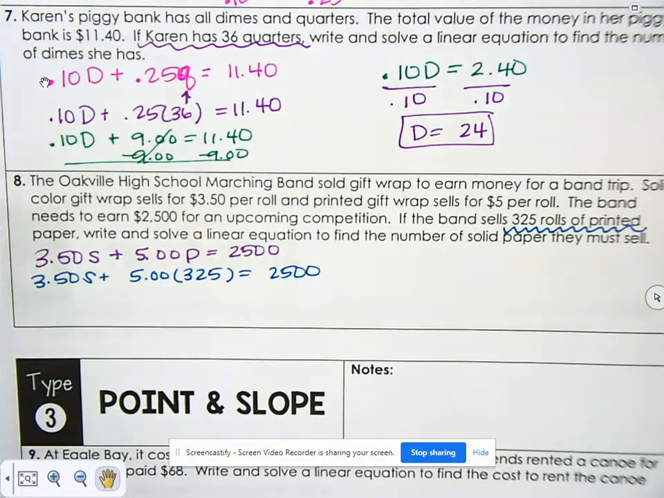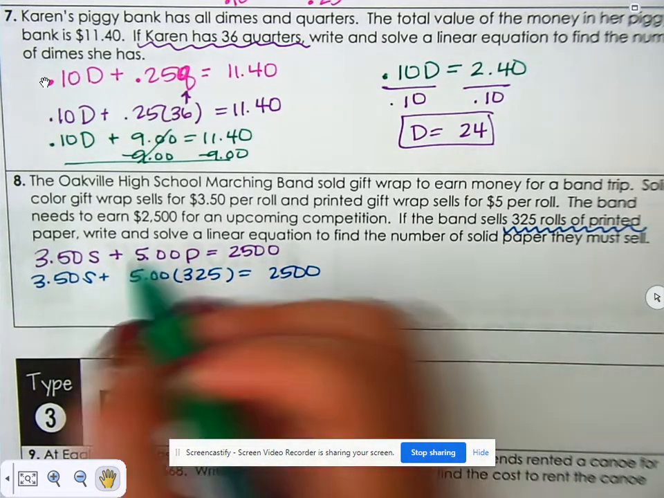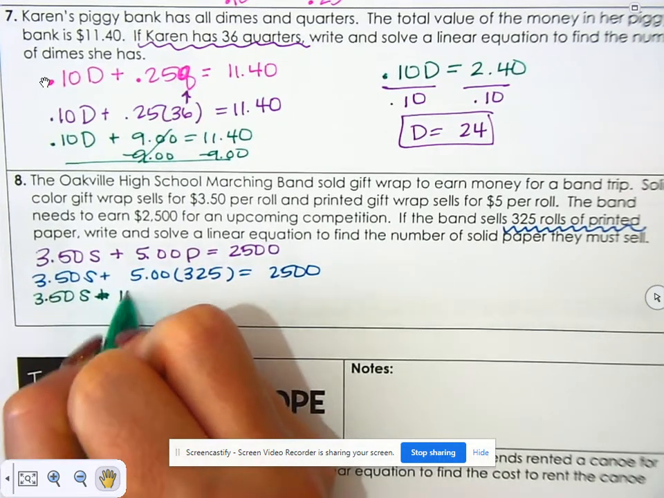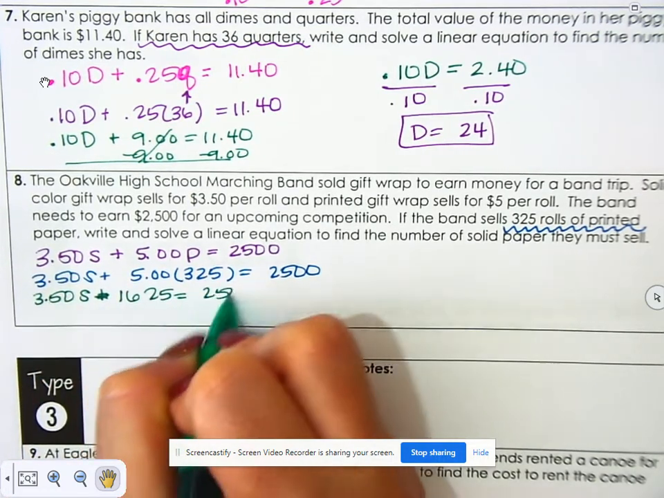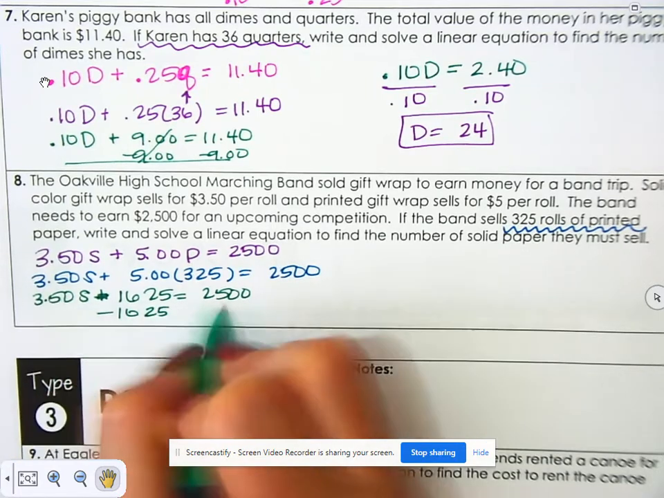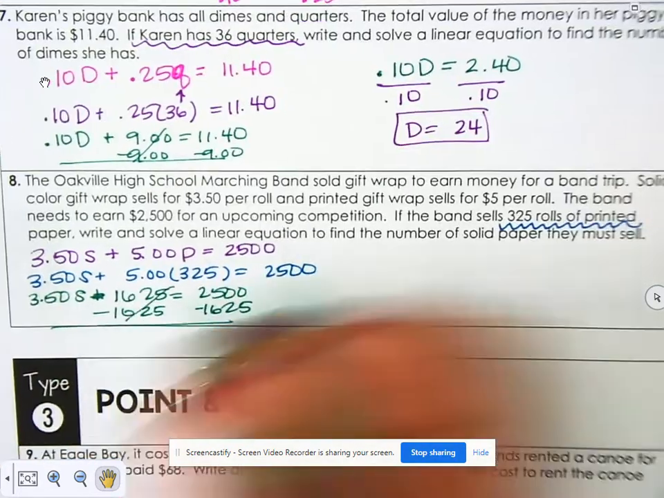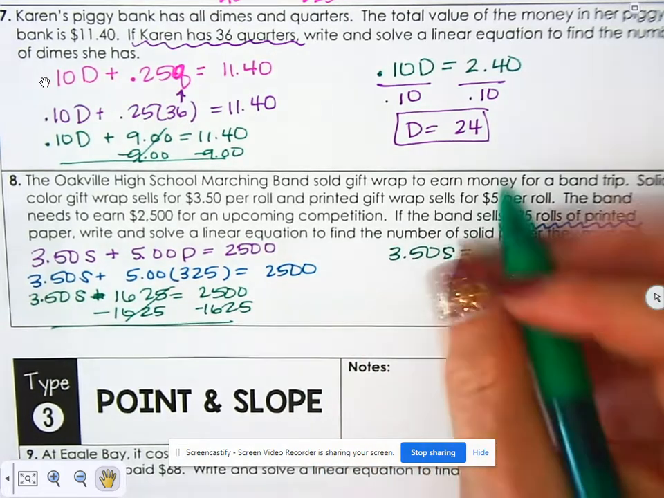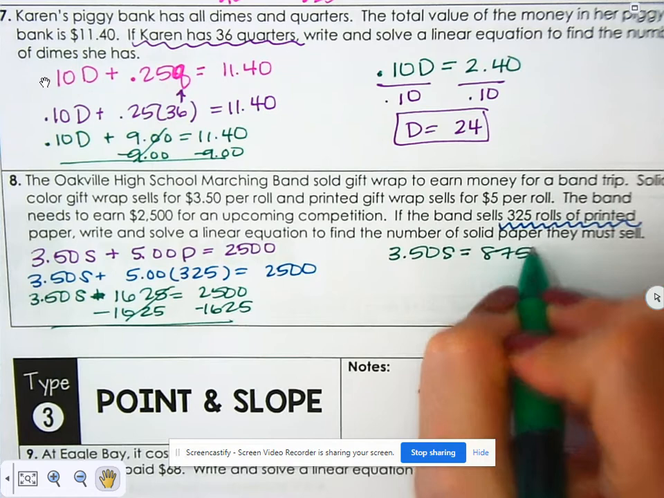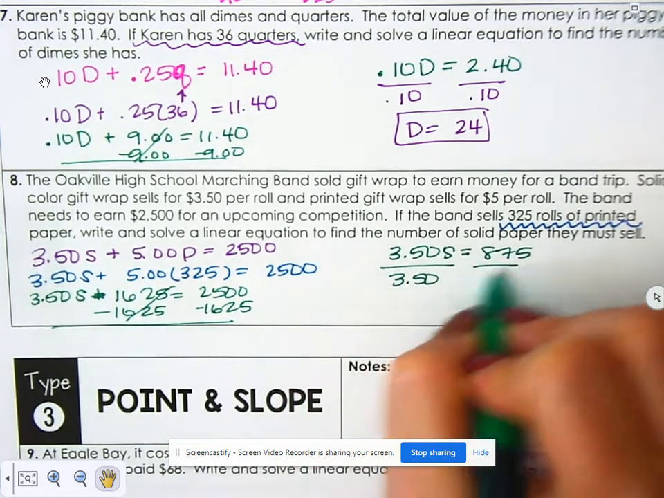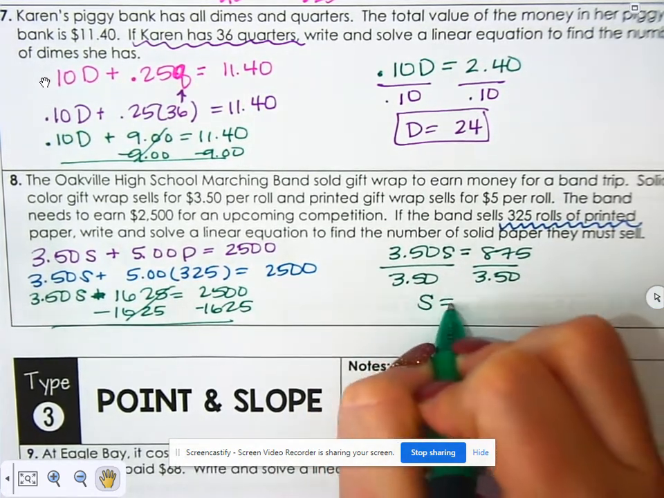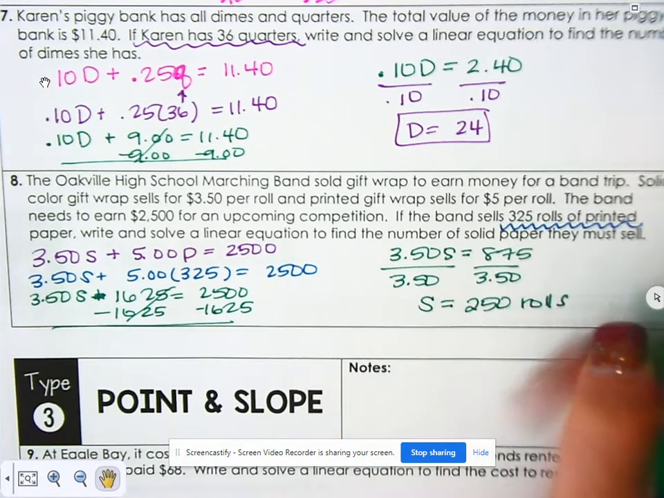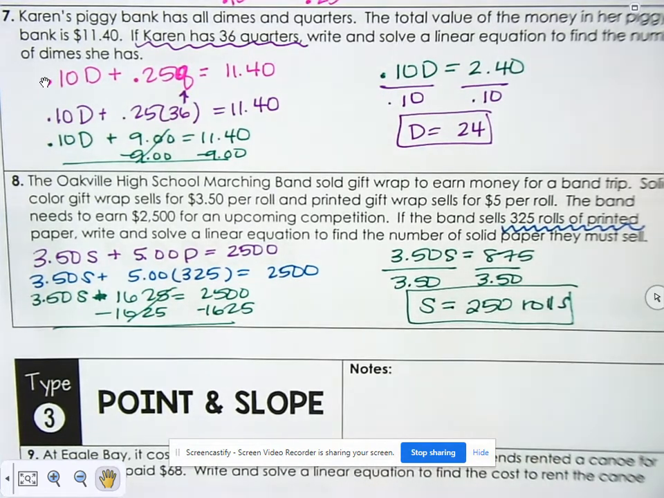Okay, so let's simplify from here. And again, y'all, we are two-stepping this. And that's 250 rolls of solid paper.